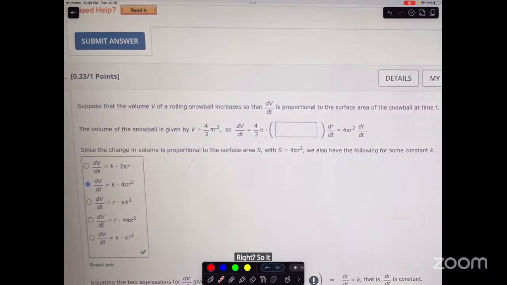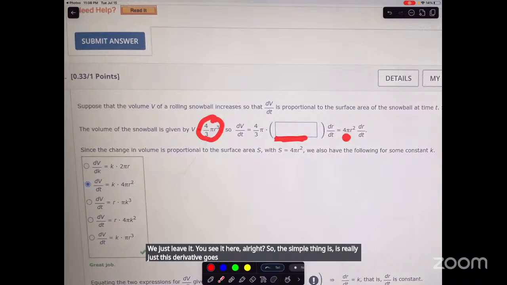It says the volume of the snowball is given by this. So the rate of change of the volume with respect to time, when we take the derivative here, the 3 comes down. This 3 is going to cancel that, and we're left with r squared. It's going to be 4 pi r squared times dr by dt, because we don't have an expression of the radius with time, so we just leave it. You see it here. The simple thing is really just this derivative goes in this blank, and you see the answer there.